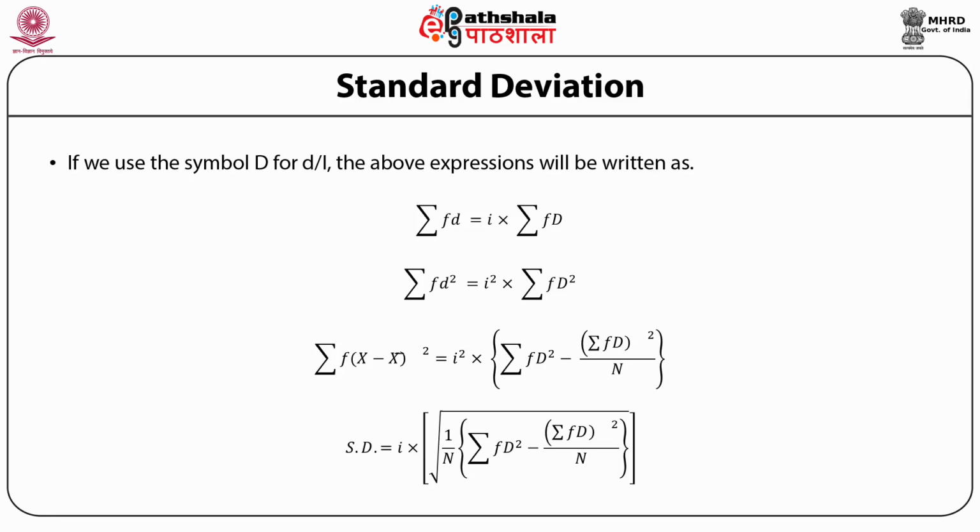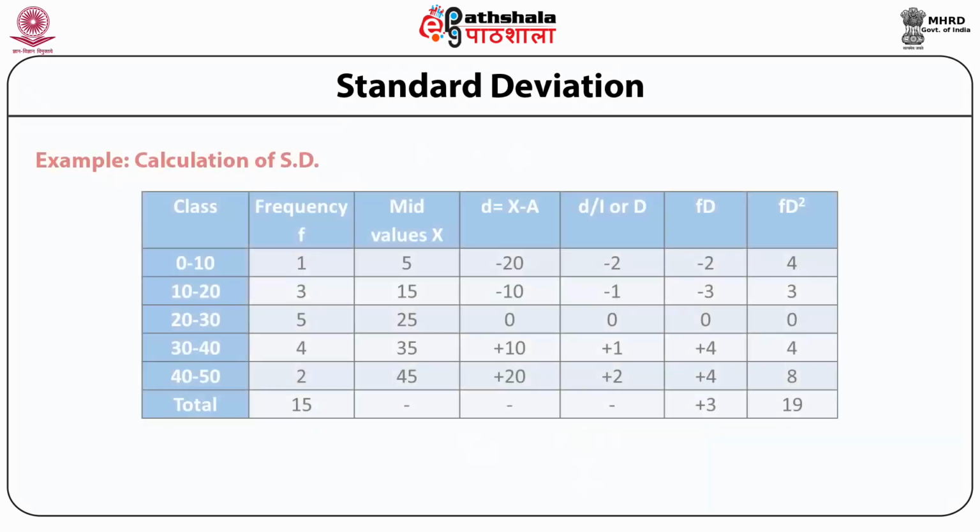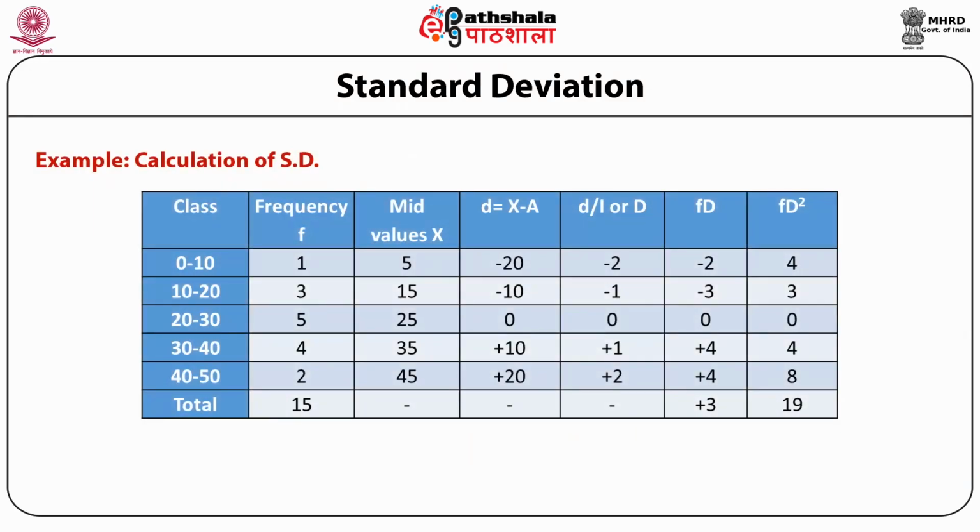And by this, we can conclude this formula: standard deviation is equal to i into under root 1 by N summation fd square minus summation fd whole square upon N. Now you can see by an example how a standard deviation is calculated.